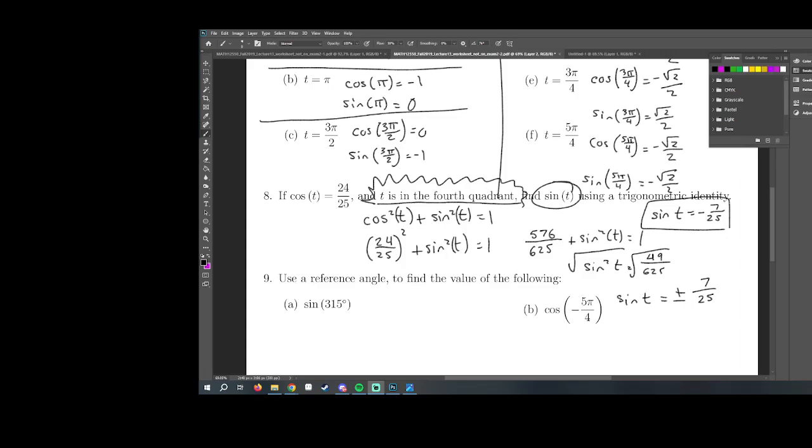Again, we just used the Pythagorean identity, which is basically just the Pythagorean theorem, to find sine of t is plus or minus 7/25. And then in the fourth quadrant, the sine, being a y value, must be negative because we're below the x-axis. So our answer is negative 7/25.